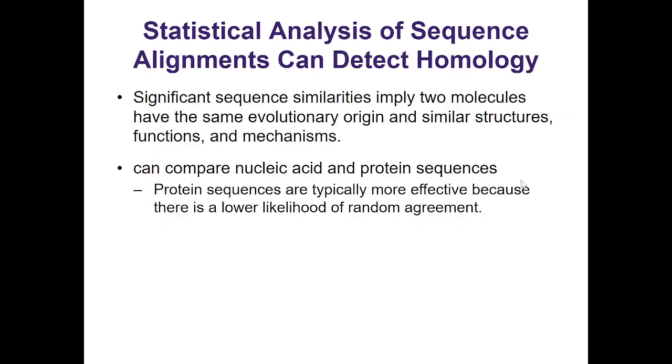Okay, so the statistical analysis of sequence alignments can detect homology. Significant sequence similarities imply 2 molecules have the same evolutionary origin and similar structures, functions, and mechanisms. This can compare nucleic acid and protein sequences. Protein sequences are typically more effective because there's a lower likelihood of random agreement than with nucleic acids.